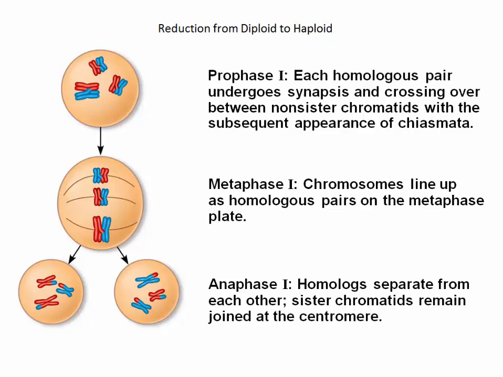So you see that a little bit more clearly in metaphase 2, although you do see some beginning of that in prophase 1. In metaphase 1, the chromosomes line up as homologous pairs on the metaphase plate, and then in anaphase 1, the homologous chromosomes separate from each other. The sister chromatids remain joined at the centromere, and you can actually see parts of the chromosomes that have been swapped because they're in color.